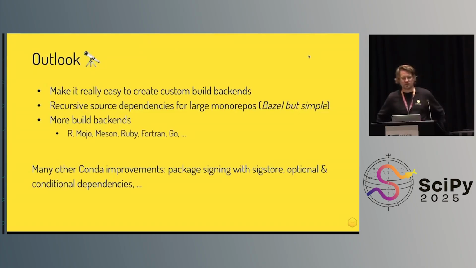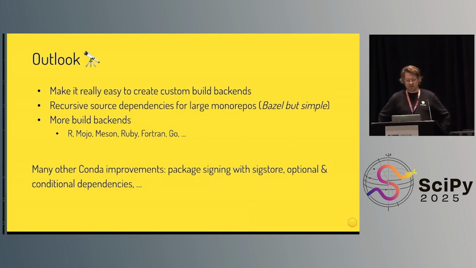So the outlook: where do we want to take this next? We want to make it really easy to create custom build backends. Inspired by the Posit table on the other side, we really want to have an R build backend, for example, or Meson, Fortran, all these kinds of software we want to make very simple to build and install with Pixi. And we also want the community to do that themselves.